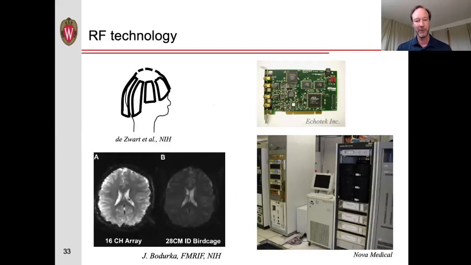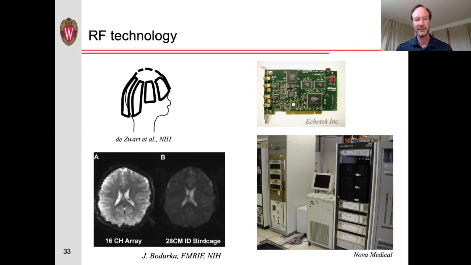However, if we place multiples of these coils around the object being imaged, for example, the brain, we can actually, with the sum of all of these, get much better signal to noise, even deeper into the structure, like in the middle of the brain. And that's illustrated at the lower left, where there's a comparison between a 16-channel array coil compared to a single-channel, much larger birdcage coil. And you can appreciate the improvements in the signal to noise.